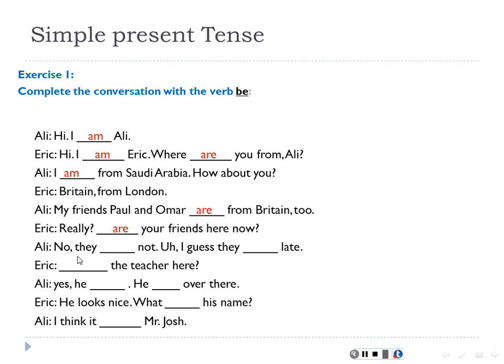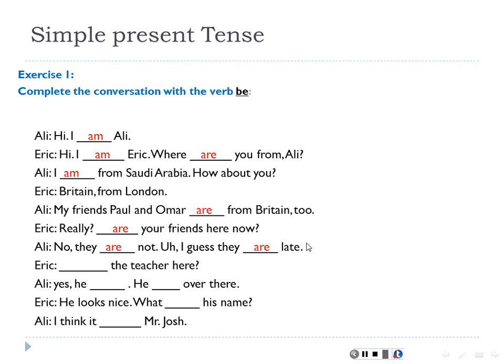So no, they, and we said with they we use are. That's right, we use are here. So they are not, it means they are not here. Are they your friends here now? No, they are not. I guess they are late. أعتقد, I guess they are late. هما متأخران. They are late.